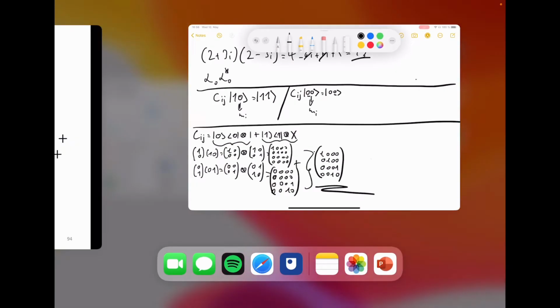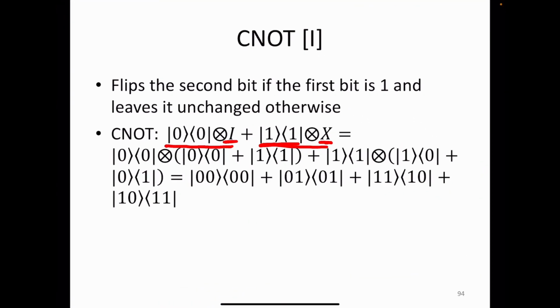Let's move back to that gate here. Here we have a different way of constructing it: we just use the bracket notation. What I just showed you was the matrix notation, but of course you can also do the bracket notation. If we execute that, remember that the identity transformation is this one here, and the NOT transformation is this one here.